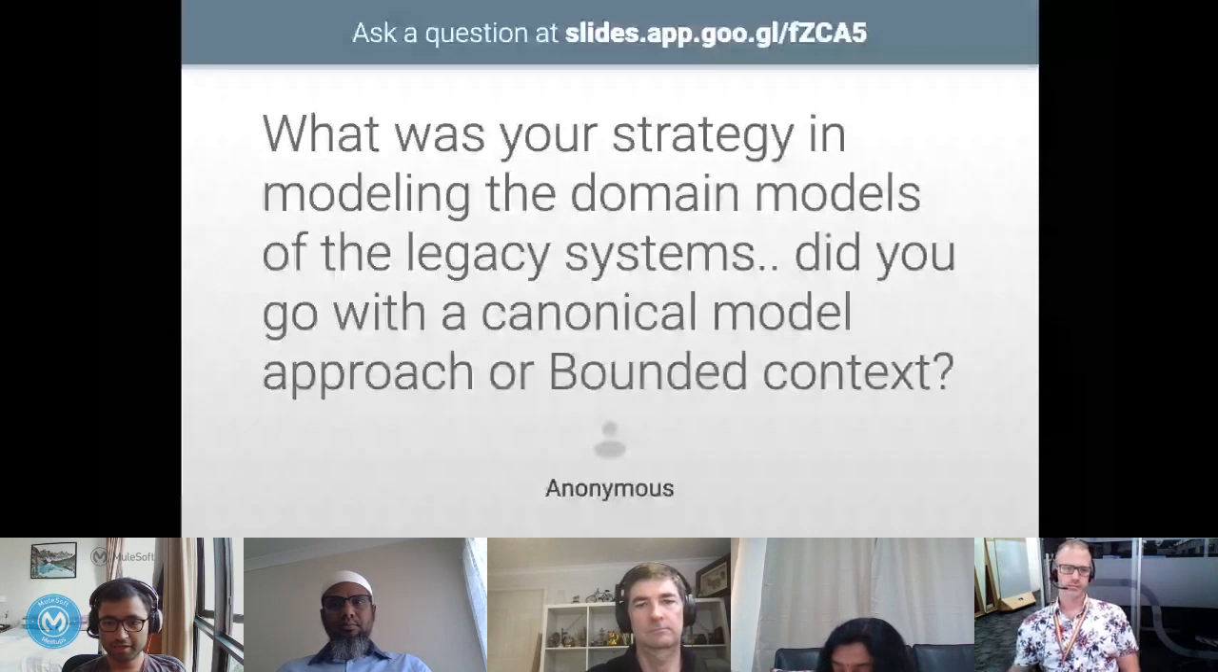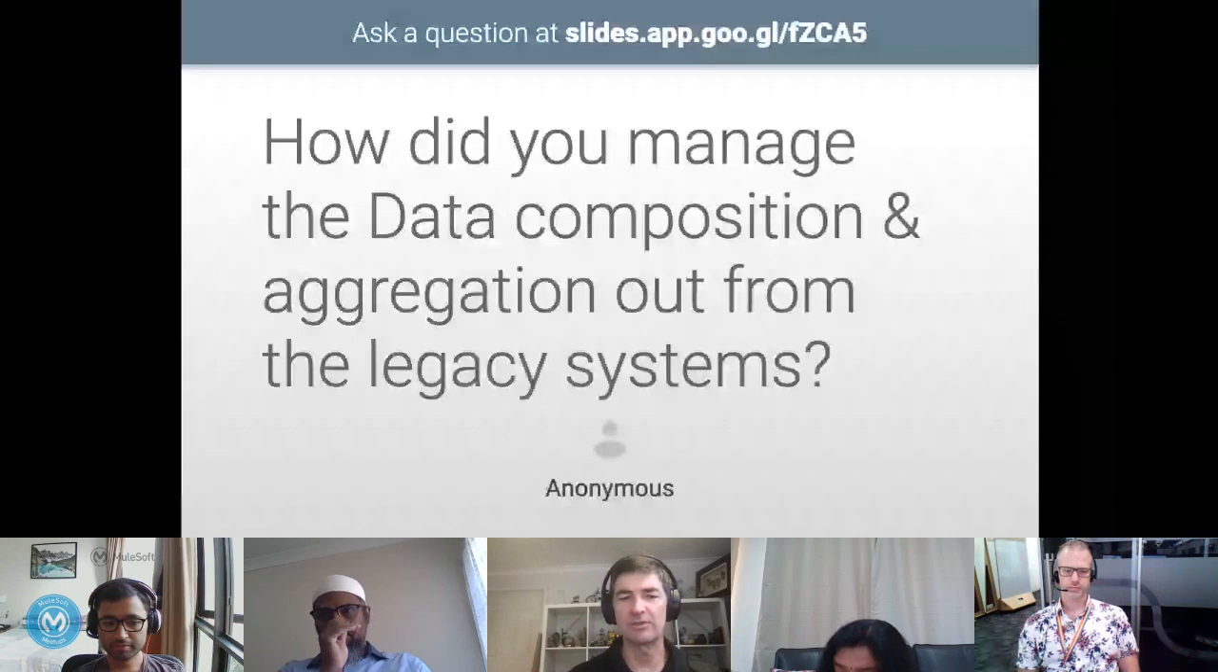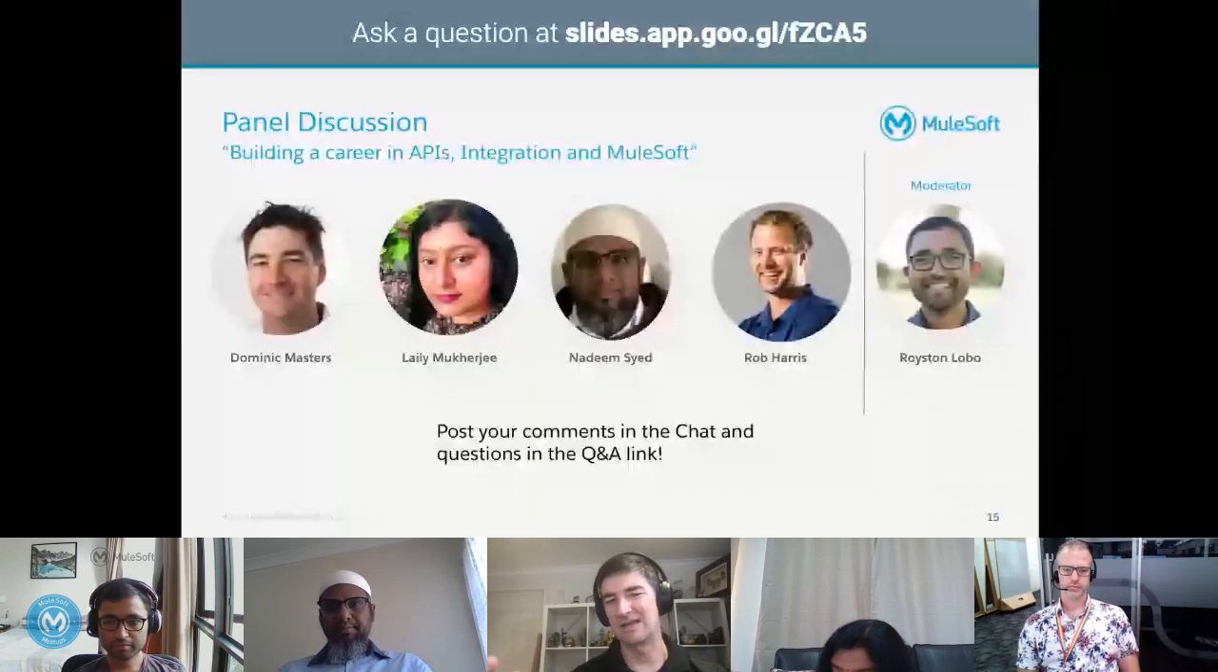So the question is, how did you manage the data composition and aggregation out of the legacy systems? Is this something that you've encountered in your experience as a challenge? It's a bit of a tricky one. As a consultant coming in, oftentimes there's a lot of background context that you just don't have visibility of. So there's a lot of involvement of the subject matter experts within the organization that you're working with, who understand a lot of those nuances that, as an external, you just don't have the bandwidth to take on with the short time involved in the project for us.